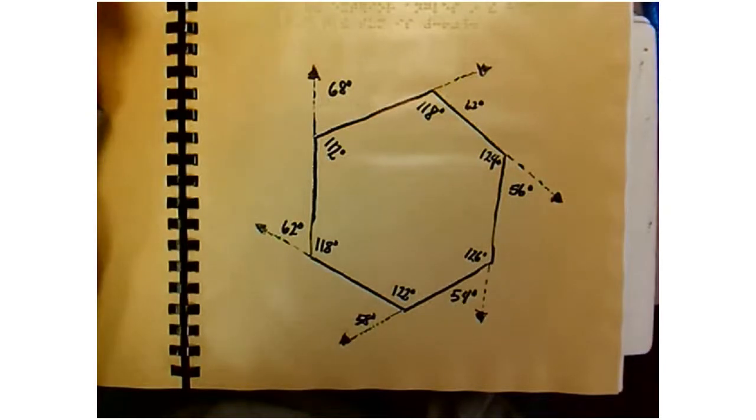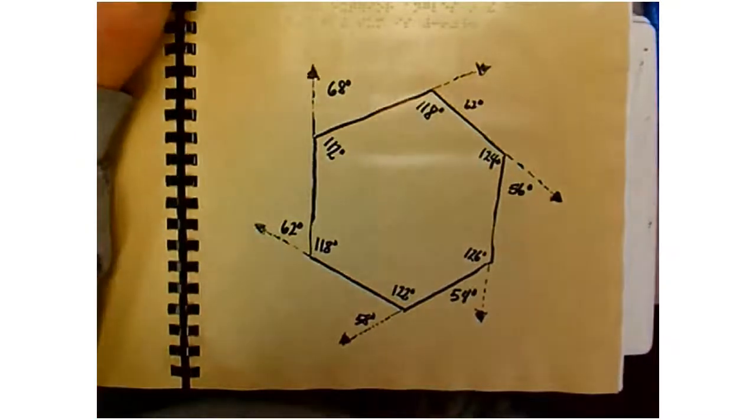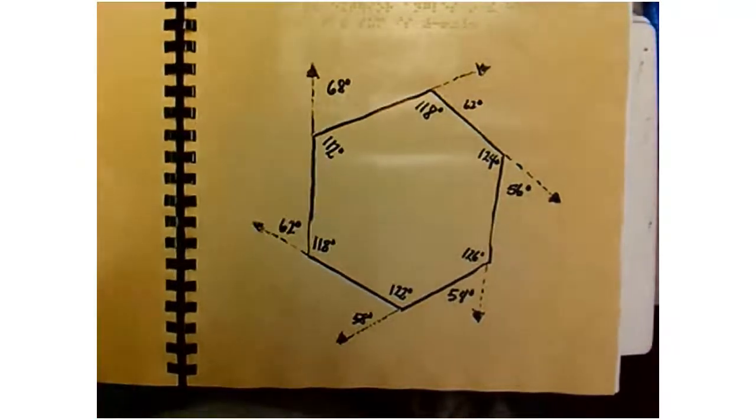90. And if we have 4 of them all the way around, they add up to what? 360. Interesting.